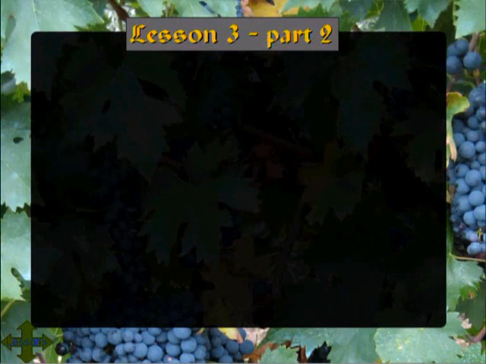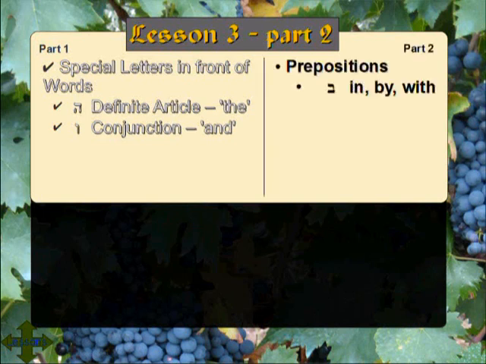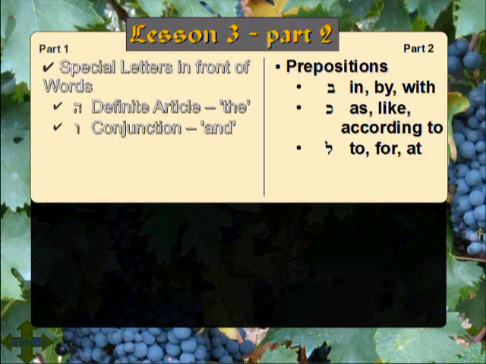Okay, Lesson 3, Part 2. In Part 1, we had a look at special letters in front of words, the definite article, and the conjunction. And in Part 2, we'll have a look at prepositions. Bet, which is used in front of a word to say in, by, or with. Kaf, when put in front of a word, means as, like, or according to. And the lamed, when put in front of a word, means to, for, or at. And the mem, which means from. And the shin, when it's in front of a word, means that or which.